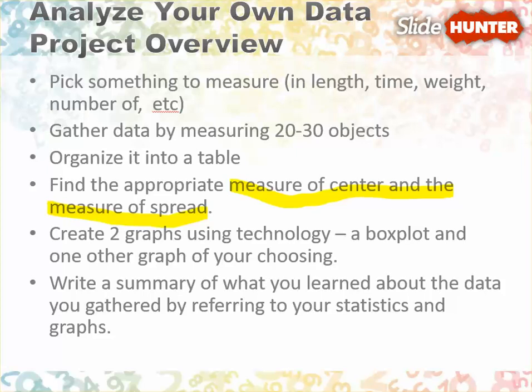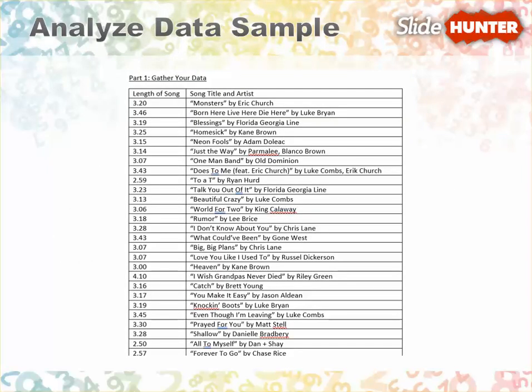We're going to make two graphs. One of those graphs has to be a box plot. And again, you're going to do this either on the Cricket Chirp site or using Excel. And then finally, you're going to write a summary explaining what this all means. Let's go ahead and let's look at another student's project so you have an idea of what the final thing will look like. Okay, so this student decided to record the length of songs in her playlist.